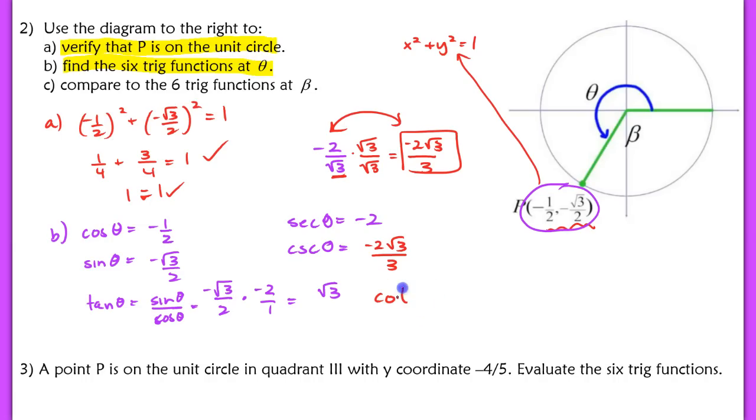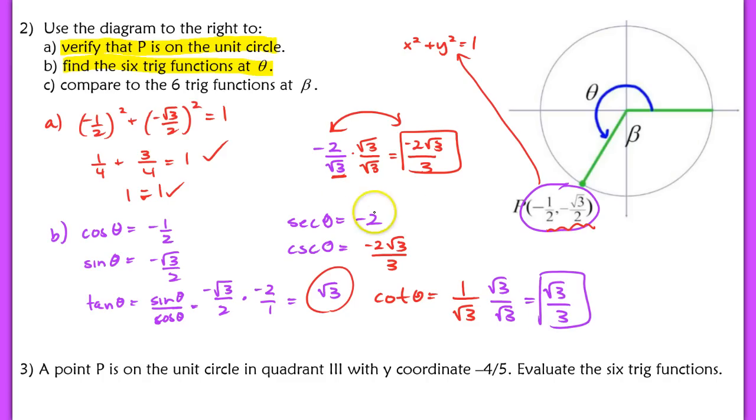Finally, for the cotangent of theta, we simply look at the tangent of theta. We take the reciprocal here, which is going to be 1 over the square root of 3. And if I rationalize here, I'm going to multiply by root 3 over root 3, and I end up with root 3 over 3. Okay, so here are the 6 trig functions and their values.